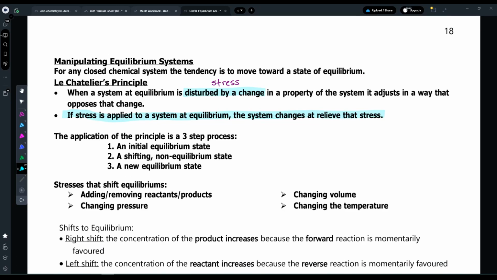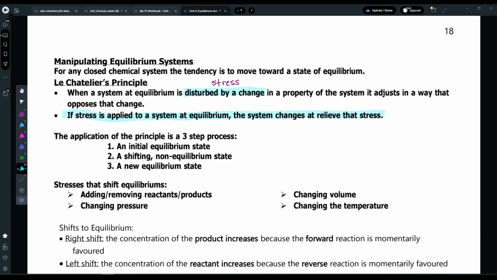The application of Le Chatelier's principle is a three-step process. First, you have your initial equilibrium state. The second step is a shifting non-equilibrium state. This is when we say the equilibrium shifts to the reactants, or to the left, or the alternative, that the equilibrium shifts to the right, which is the product side. And then step 3 is you have a new equilibrium state.